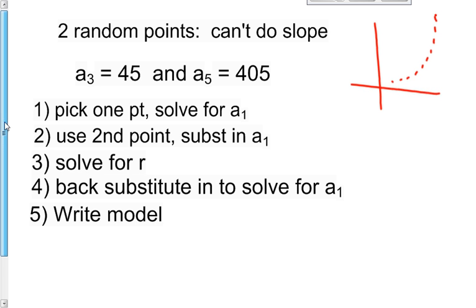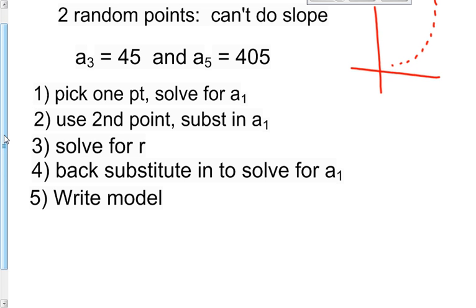So we have a set of steps that we need to go through to try to find that common ratio, and then our a term. This is very, very similar to what we did with the exponential models when we had two random points in the curve. First thing we're going to do is pick one of these ordered pairs and solve for a1. Second step is to use the second point, and we're going to back substitute in what we just found for a1 from the first step. We're able to solve for r in that case, and then once we get an answer for r, then we start all the back substituting.